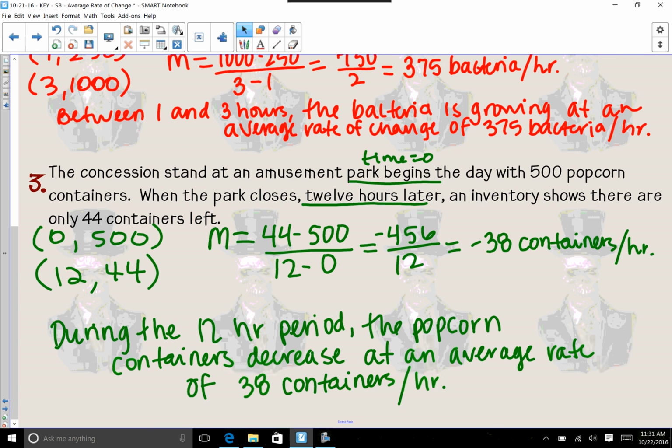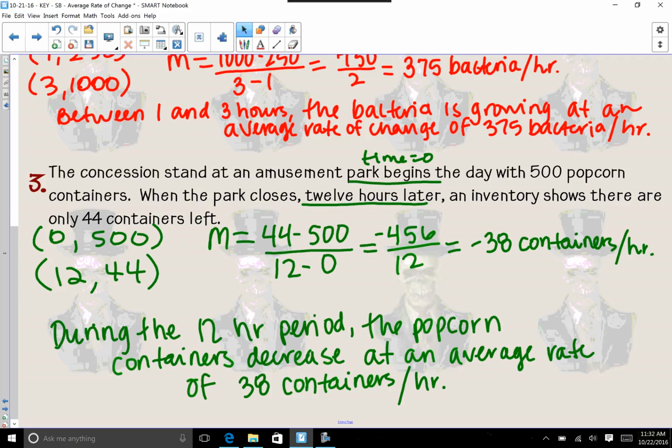And number 3, we had a concession stand at an amusement park that started the day with 500 popcorn containers. We said that if it's the start of the day, 0 hours have passed. So we can write an ordered pair to represent that beginning value, 0, 500. We said it's like a y-intercept because it's the starting value. When the park closes 12 hours later, there were 44 containers left. So we made another ordered pair of 12, 44.